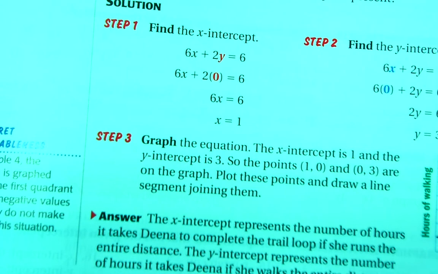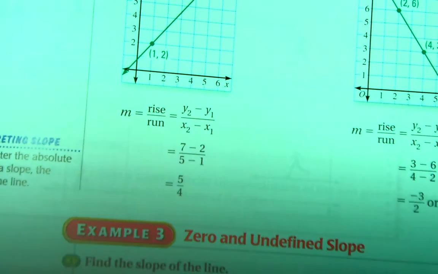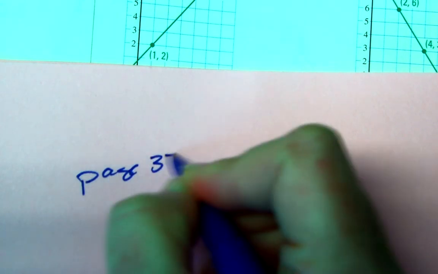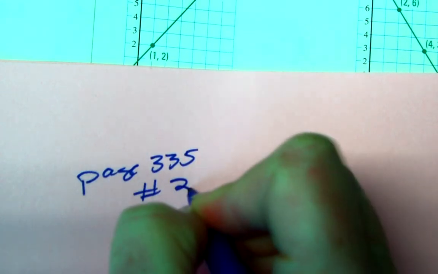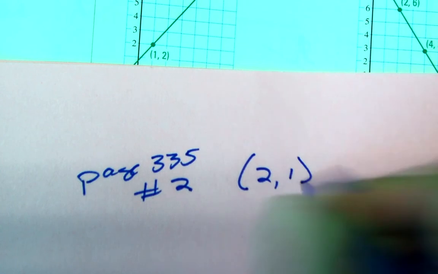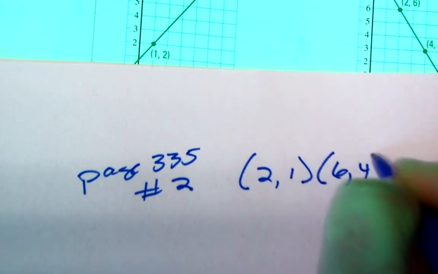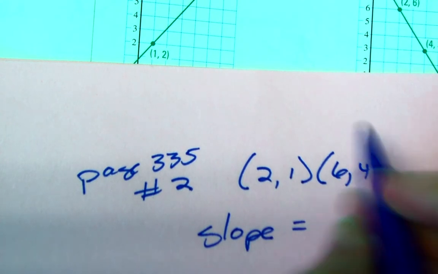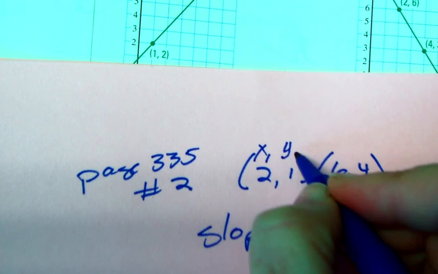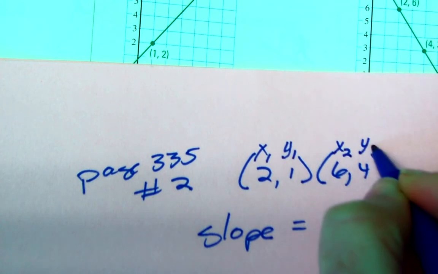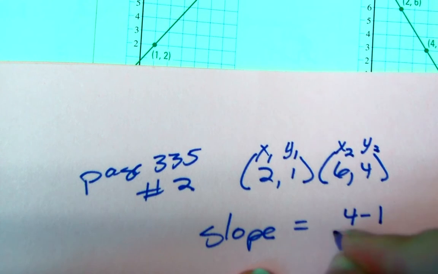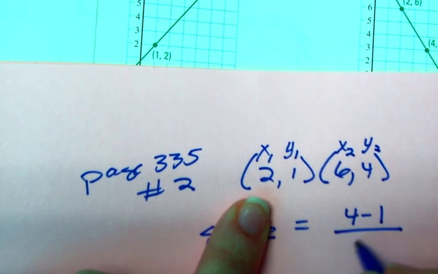And then on page 335, okay, so you're given 2 points and you want to find your slope. So your slope is going to be your difference in your y values and your difference in your x. So I'm going to label this x1, y1, x2, y2. So difference in my y's, 4 minus 1. Difference in my x is 6 minus 2.